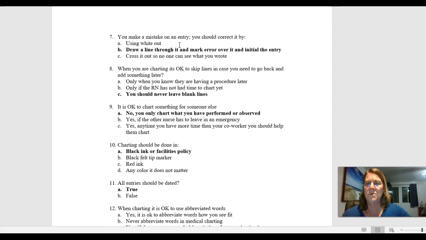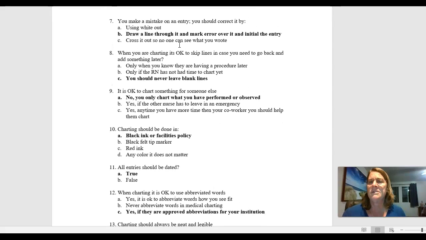Now, I also put a few questions on here. So number 7, it says you make a mistake on an entry. You should correct it by, and you would draw a line through it. You don't white it out. You don't take a black Sharpie and completely color it out so nobody can read it. It's just one simple line through it. You mark error over it and you initial the entry.